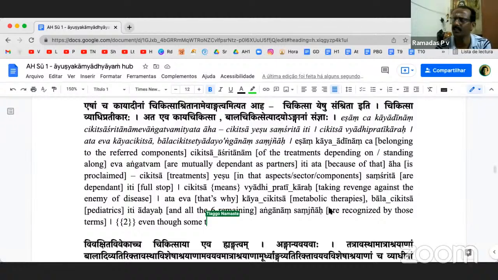Angatvam ityada. Chikilsa yeshu samskrta. You see, the chikilsa is in this 8. Samskrtaha, dependent on, based on. Chikilsa means what? Vyadhi pratikaraha. Pratikaraha means remedy. Vyadhi means disease. The remedy to the vyadhi is called chikitsa. Atayeva kaya chikilsa, bala chikilsa, ityadeha anganam sapti. That is why the names are given as adding this chikilsa word along with the parts. Kaya chikilsa, bala chikilsa, graha chikilsa, urdhvāṅga chikilsa. Like that you have to put the name, adding the chikilsa with the 8 parts named above. Clear?